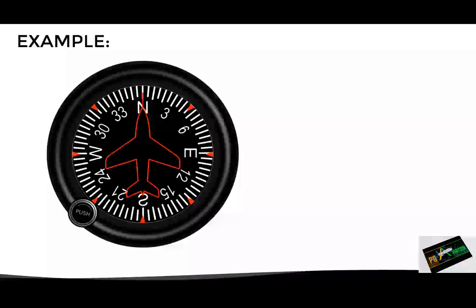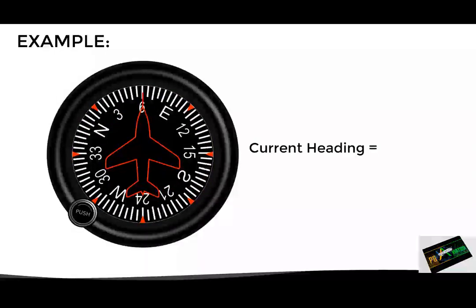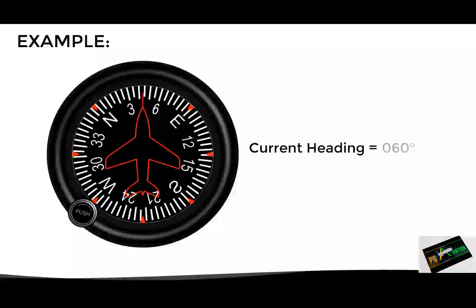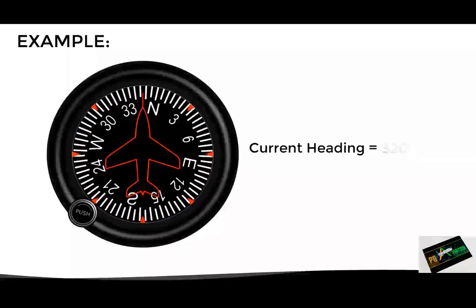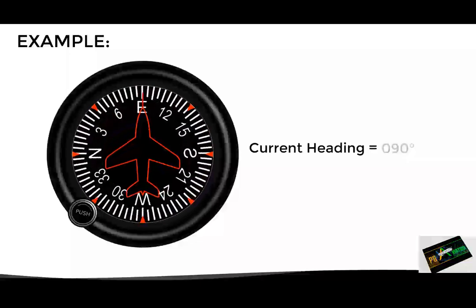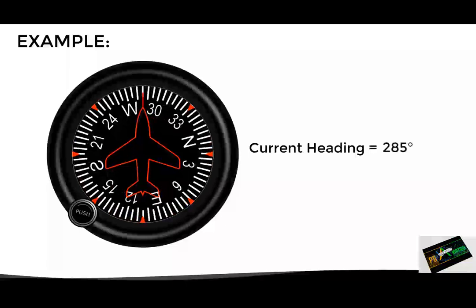Here, as we can see, the line that represents the current heading is on the north marking, which means that the current heading is 0 degrees. If the aircraft now turns to the right in such a way that we have now this indication, we would be flying with heading 060. Now, if the aircraft turns to the left this way, the heading is now 320. In this other situation the heading would be 090. And here the heading is now 285. As we could see, the heading indicator is quite intuitive and easy to read.